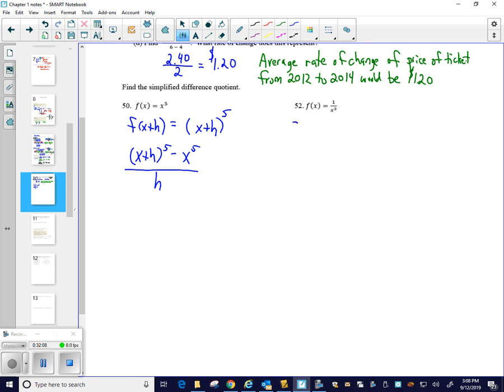Number 52, f of x plus h. Again, we are just substituting in x plus h where the x is, so it's 1 over. I'm going to take away the x, and in its place, I am going to put x plus h. So that is f of x plus h. So I'd have to do 1 over that, minus the original f of x, and that whole thing over h. That one wouldn't be as hard to simplify, but it's still a lot of work, and it is not necessary for right now. So we are going to leave it at that for right now. There are going to be easier ways for us to be able to figure these things out in the future.